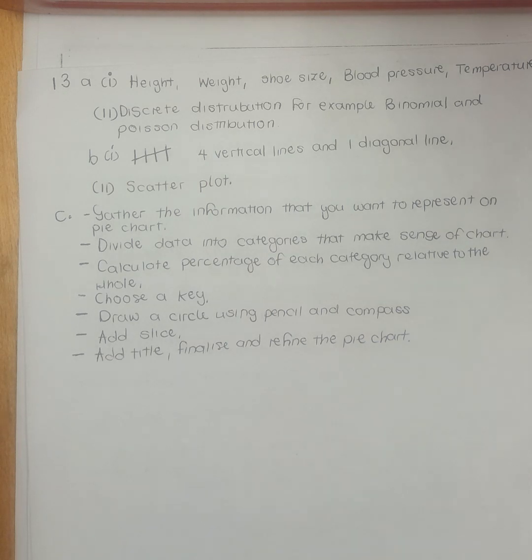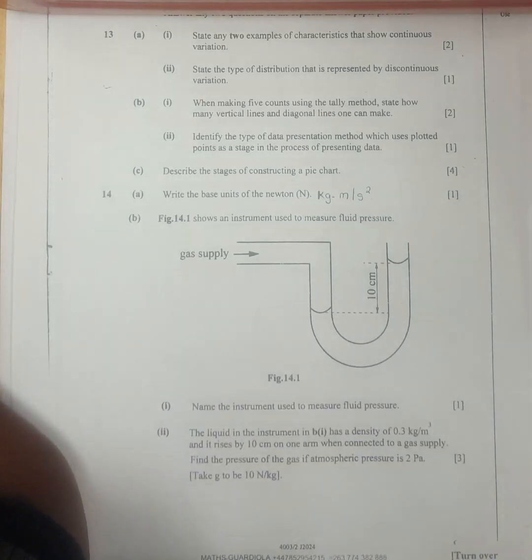to gather the information that we want to present on the pie chart. We divide the data into categories and calculate the percentage of each category relative to the whole. Choose a key, draw a circle using a pencil and compass, add some slices and add a title, finalize and refine the pie chart.